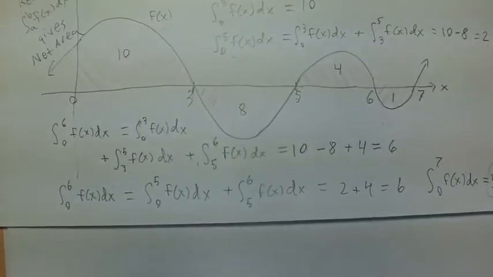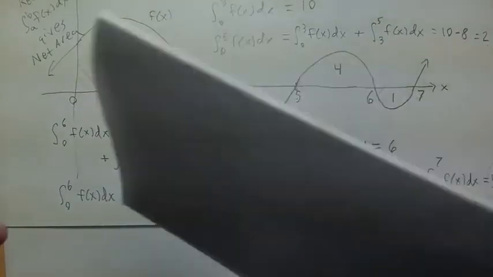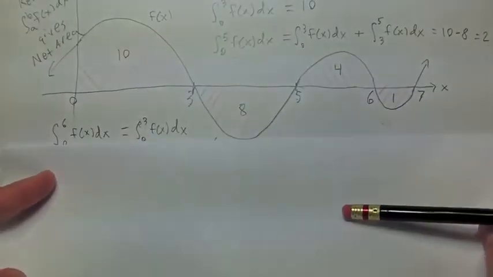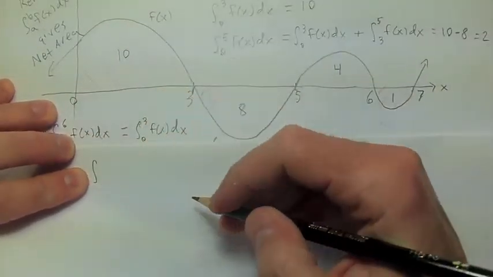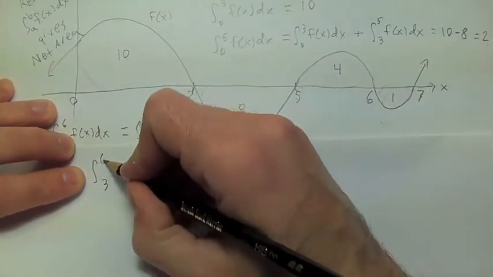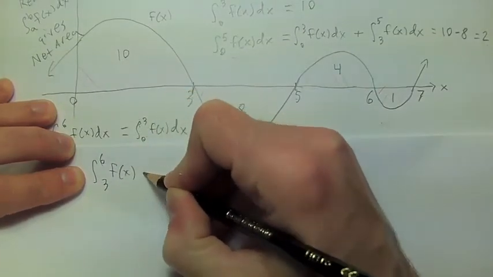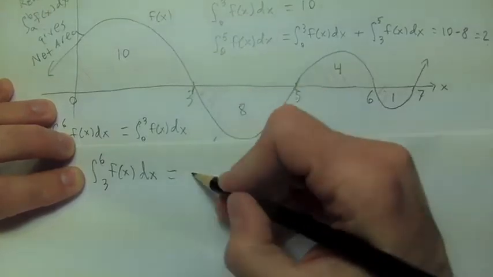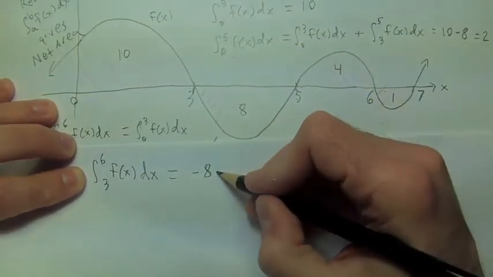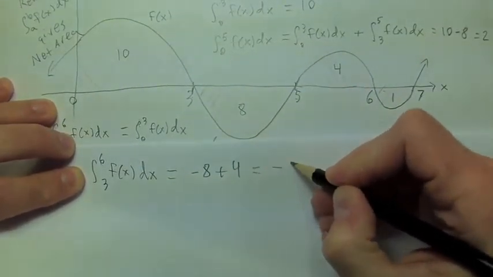Maybe we can look at another one. They don't all start at 0, for example. We could start one integral at, let's say I want to integrate 3 to 6 of f of x dx. Well, 3 to 6 will be negative 8 plus 4, so negative 4.